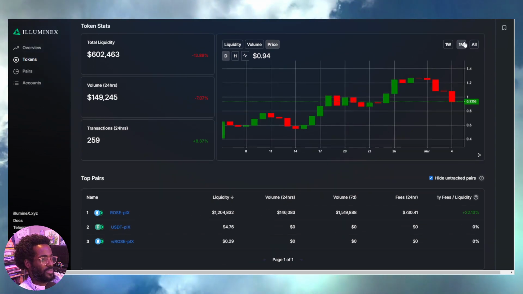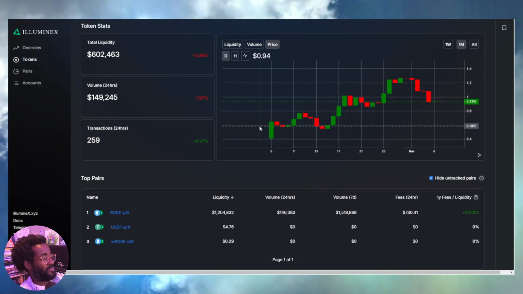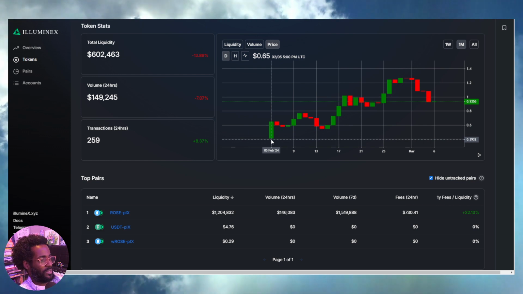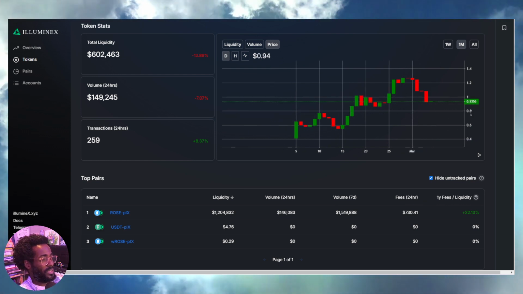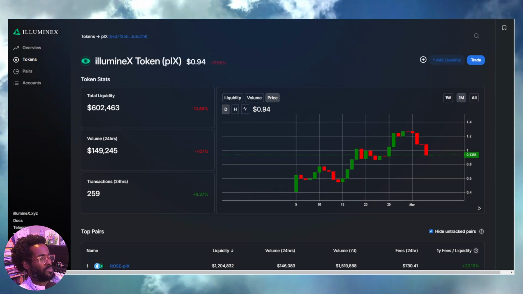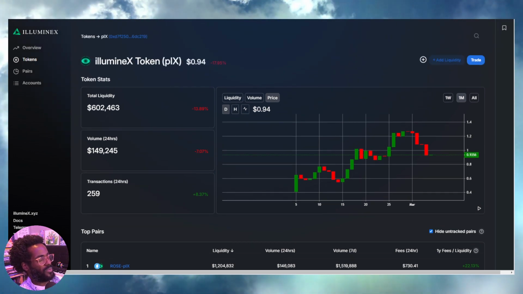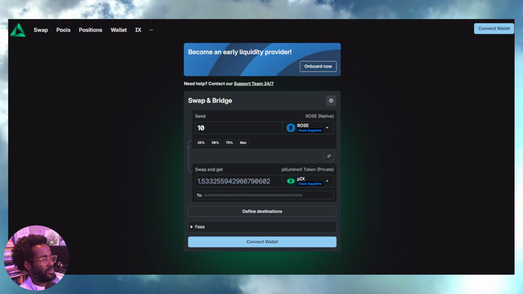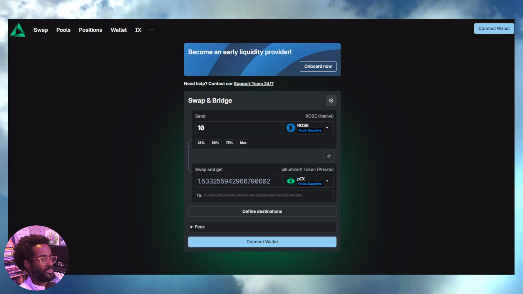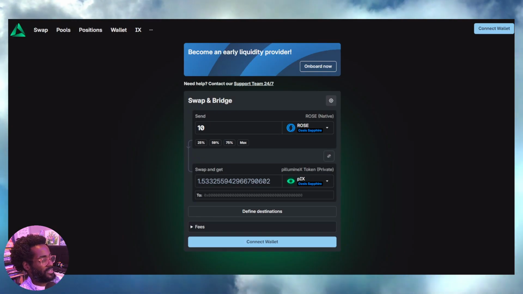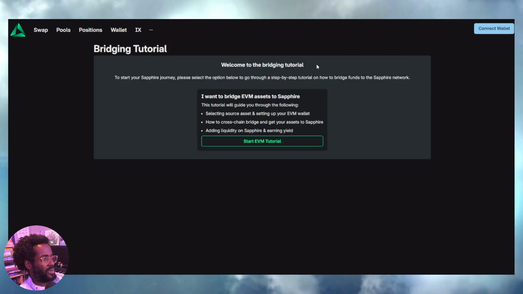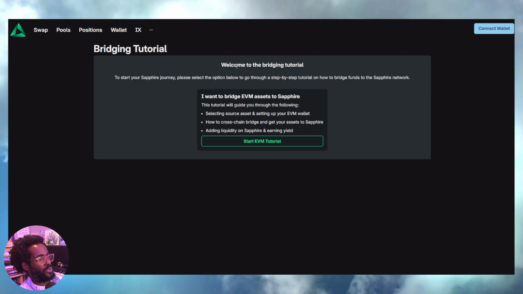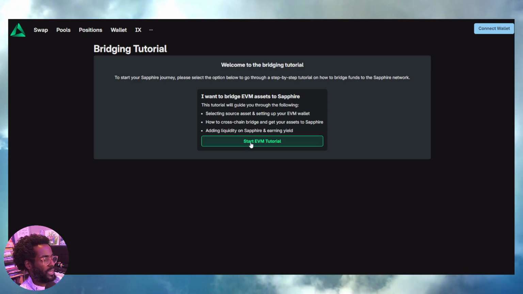we can kind of see that this protocol is doing quite well. From when it launched to today, it's on a pretty healthy uptrend, and that's because this is the first privacy-enabled DEX of all. It is the first EVM, I'll say at least like that, privacy-enabled DEX. And I love the fact that right now, if you're actually onboarding into illumineX, you can actually go through a whole tutorial on how to join.